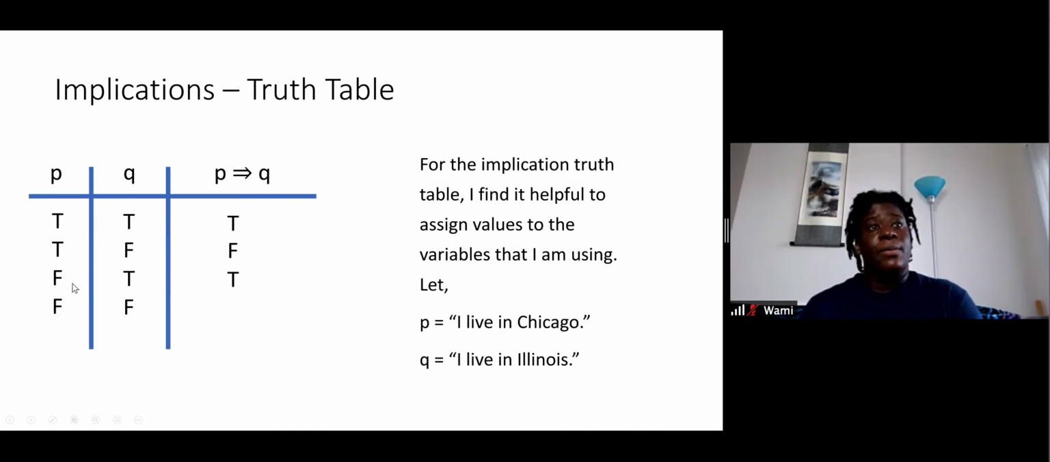And finally, both of the propositions P and Q have a truth value of false. So we'll read this as, I don't live in Chicago implies that I don't live in Illinois. And you'll find that this is also true. I could, say, live in Ann Arbor, Michigan, or San Francisco, California, or what have you. So this is the truth table for the implication operator.